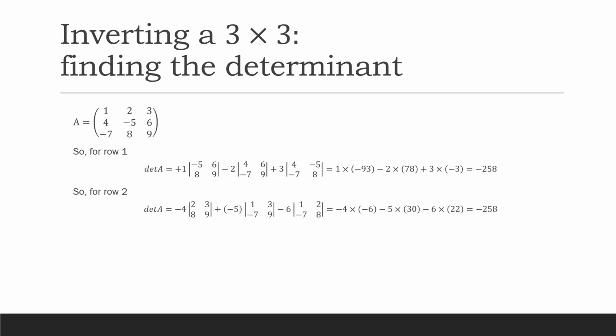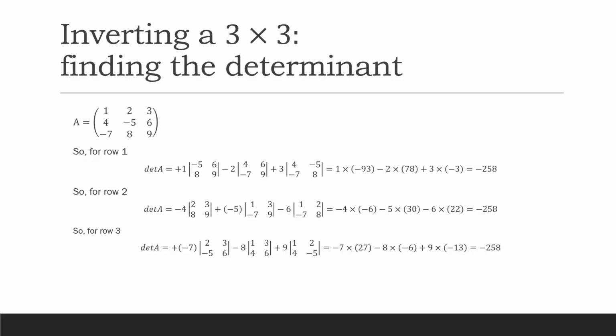Now we could do the same for row 2. So row 2 would be, now remember the checkerboard pattern, plus, minus, plus, minus, in the second row, plus, minus. So we've got -4 times its matrix of cofactors, 2, 3, 8, 9, which are outside its row and column. Similarly, we're going to have to add -5 times its cofactors and then subtract 6 times its cofactors. And it gives us the same result. The determinant is the same.